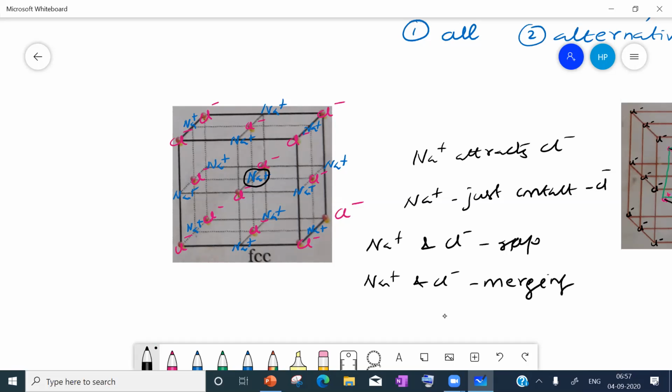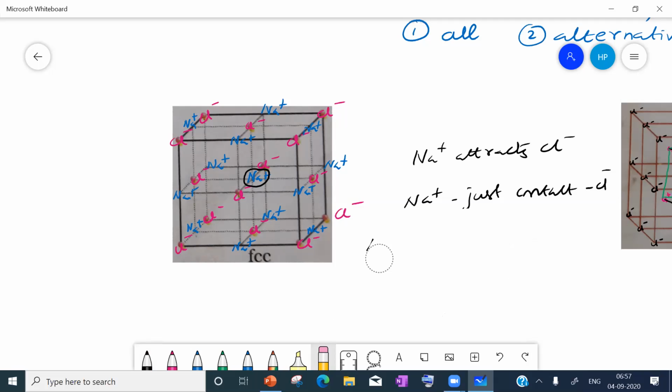So, a stable situation means how should it be? Na+ just in contact with Cl minus. If a gap is there between Na+ and Cl minus, stability is less. If Na+ and Cl minus electron clouds are merging, then also stability is less. So how Na+ and Cl minus should be, that we got an idea.